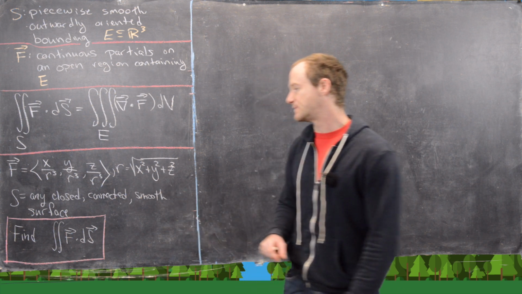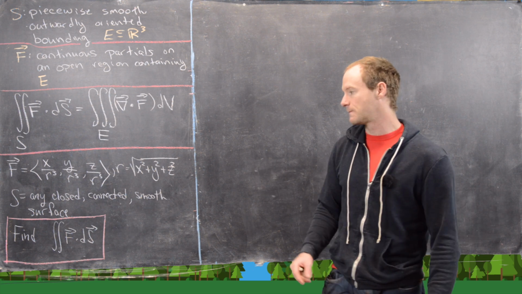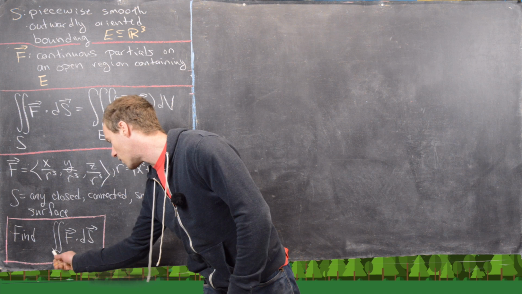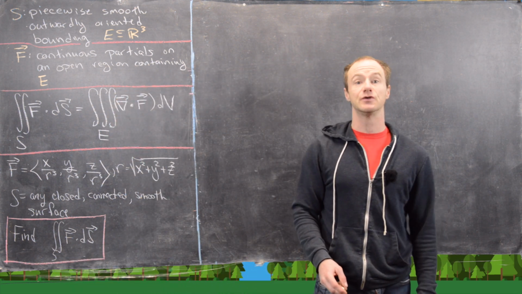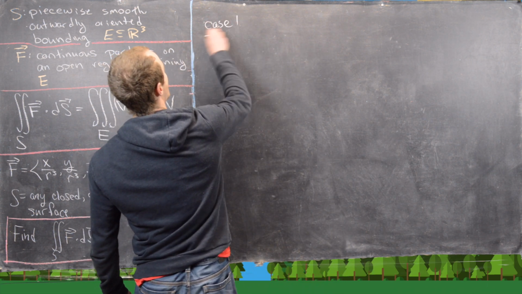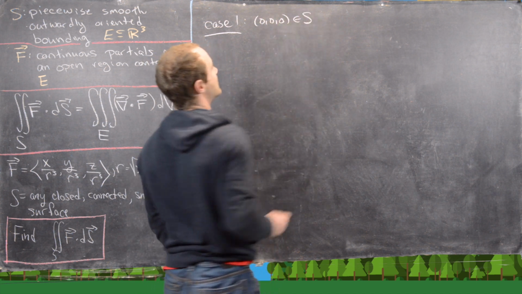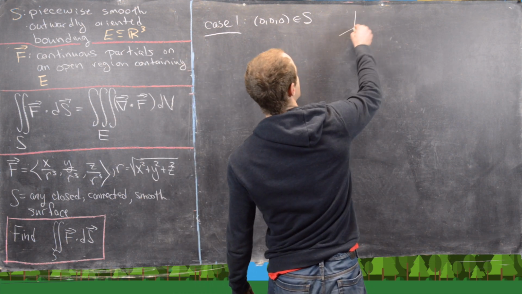Next, we want to let S be any closed connected smooth surface, so any one at all. Then our goal is to find the surface integral over S of F dot dS. This is going to be split into three cases. Maybe case number one would be that the origin is on the surface S. Let's sketch up what that looks like.